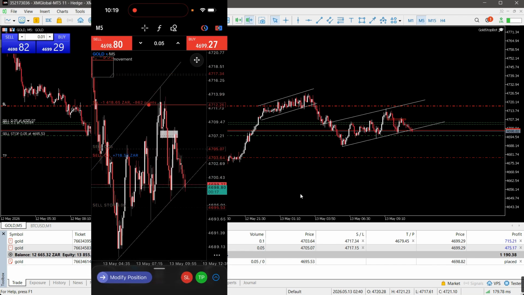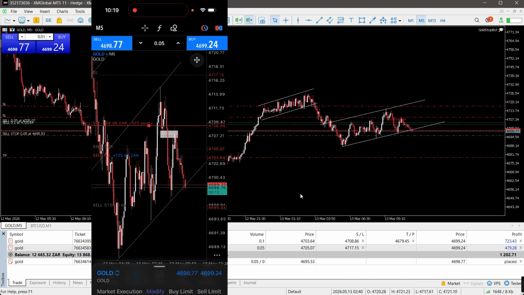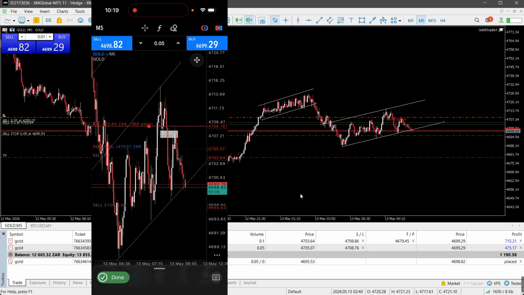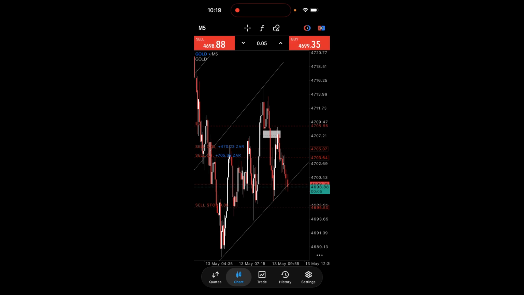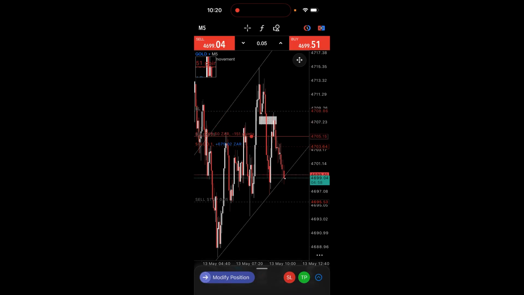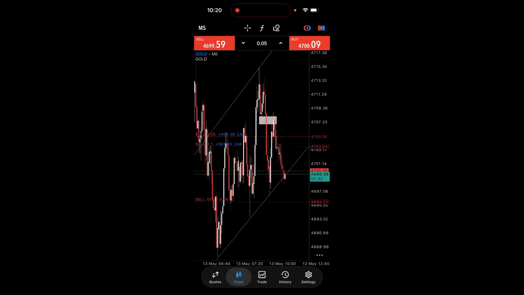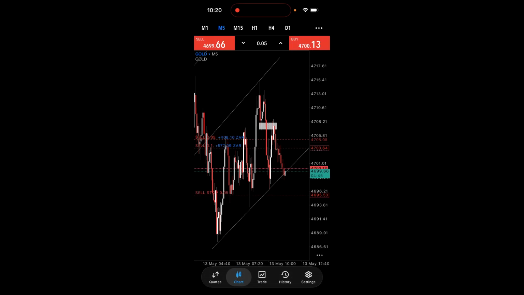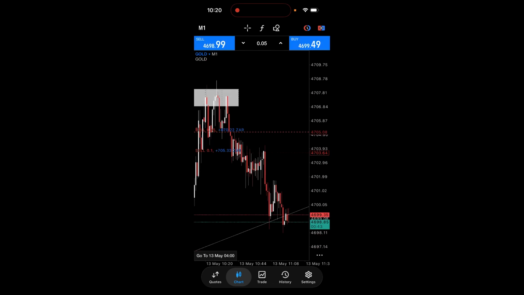Let's start by adjusting our stop losses here. All right, so our stop losses have been adjusted. You know what? Let's move it here. Okay, so now let's see what's happening.